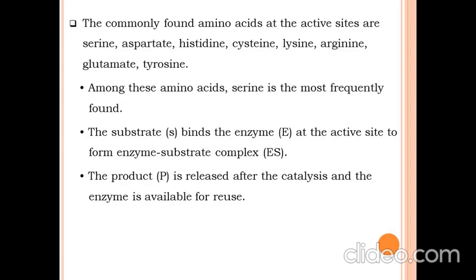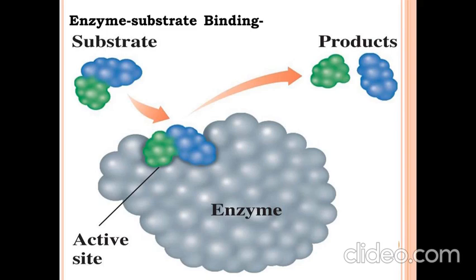और एंजाइम सबस्ट्रेट कॉम्प्लेक्स बनने के बाद फाइनली प्रोडक्ट फॉर्मेशन होगा और एंजाइम फ्री होगा फॉर द नेक्स्ट कैटालिसिस. Now enzyme substrate binding. So here blue color is for substrate and this substrate binds to the active site of the enzyme and finally forms products.